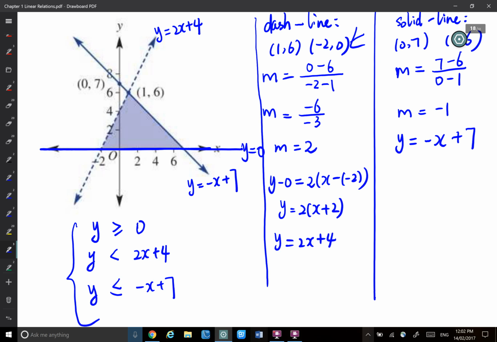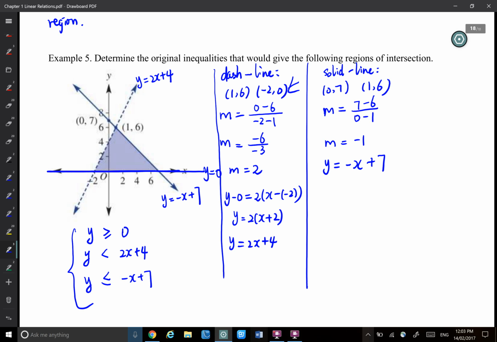So it's under those two lines and above y equals 0, and that gives you this triangle area. So going backwards, the first thing is to use all the points to work out all the linear equations, and think about whether your shaded area is above or below the line. If it's above, you write y greater than. If it's below, you write y smaller than. Look at the dashed or solid line to decide between smaller or smaller-equals, greater or greater-equals. That's how we work backwards. Any question about this? No.